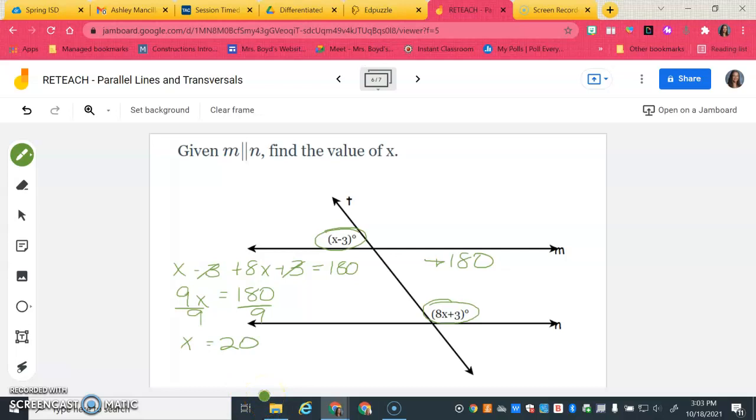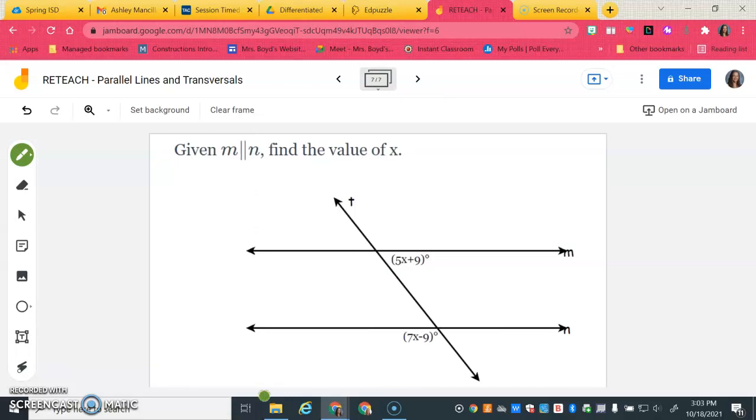So even though I didn't have an official angle pair here, I'm still able to find out what x is because I know two things. One, the angles are either equal to each other, or 2, they're going to add up to 180 with each other.